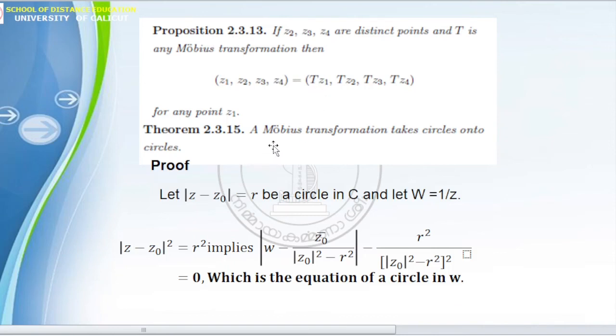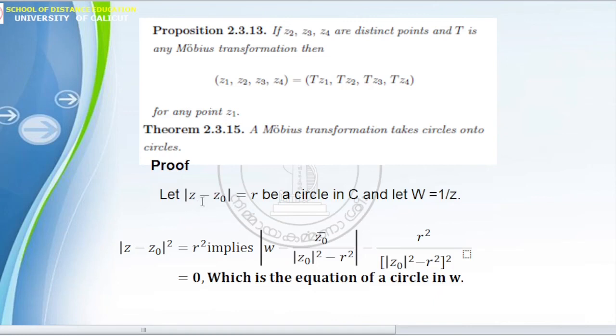And we have that a Mobius transformation takes circles onto circles and lines onto lines itself. So let mod z minus z naught is equal to R, the radius, be a circle in C, and let w is equal to 1 by z. If mod z minus z naught is equal to R, then we have modulus of z minus z naught raised to 2 is R square.